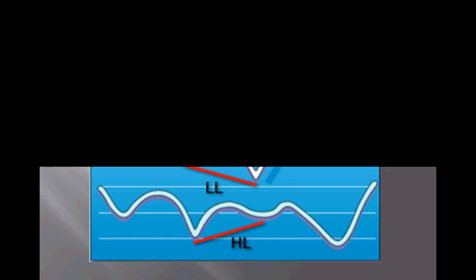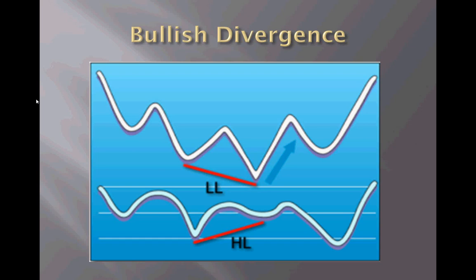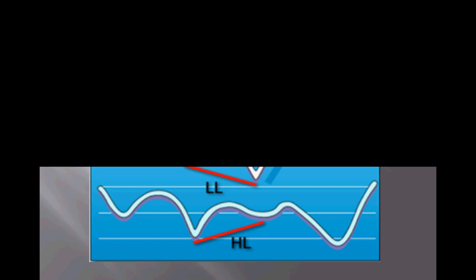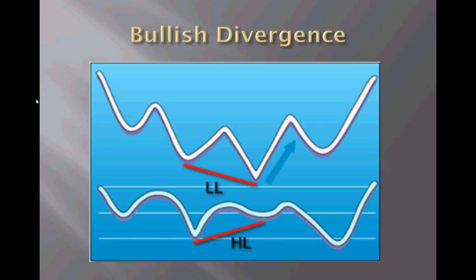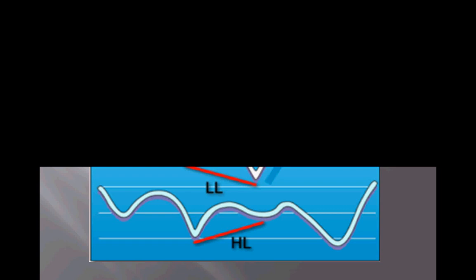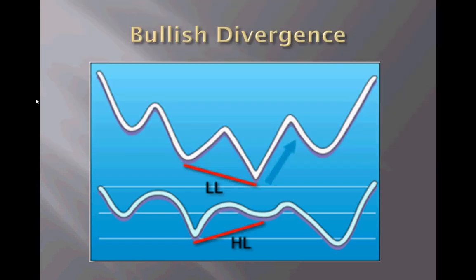If a price is making lower lows, but the oscillator is making higher lows, this is considered to be bullish divergence. This normally occurs at the end of a downtrend. After establishing a second bottom, if the oscillator fails to make a new low, it is likely that price will rise, as price and momentum are normally expected to move in line with each other.